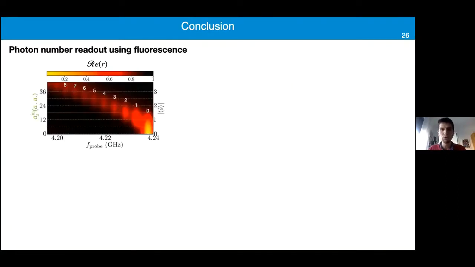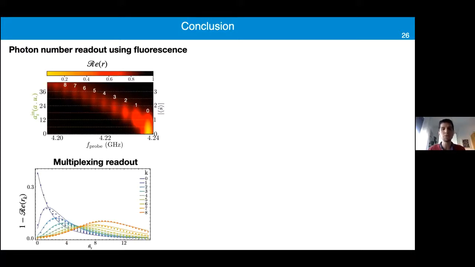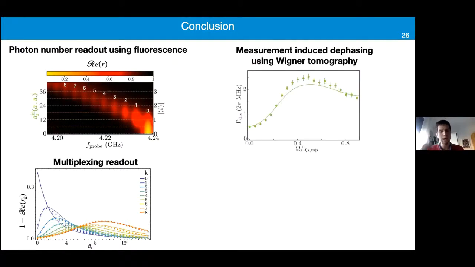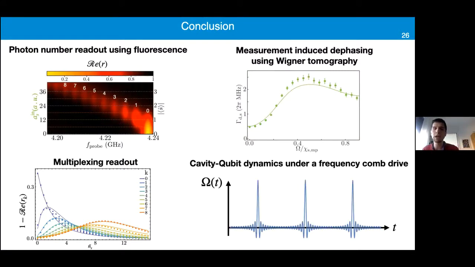From the point of view of the measurement, my conclusion will be the following. We show that we can indeed photocount using the fluorescence of the qubit. We can multiplex this fluorescence to perform a multiplex photon number measurement, and we are able to study the measurement-induced dephasing rate using Wigner tomography and to explain the dynamics of the cavity-qubit system when it is driven by a frequency comb.